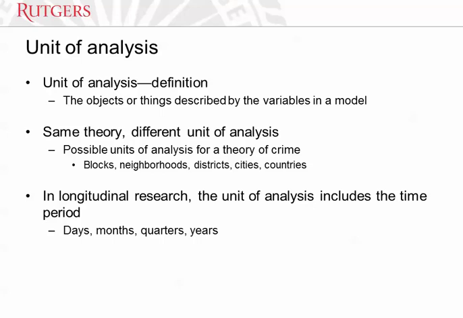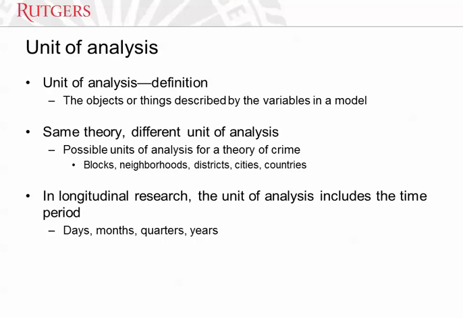And those things are referred to as the unit of analysis, and they can be different things for the same theory. So let me just back up and define unit of analysis. The unit of analysis is the object or things described by the variables in a model. It turns out that the same theory can be tested with different units of analysis. By the way, the unit of analysis is very much related to the kind of data or empirical evidence you're going to use to test the theory. So sometimes data is available for different units of analysis. It's also called the level of analysis.